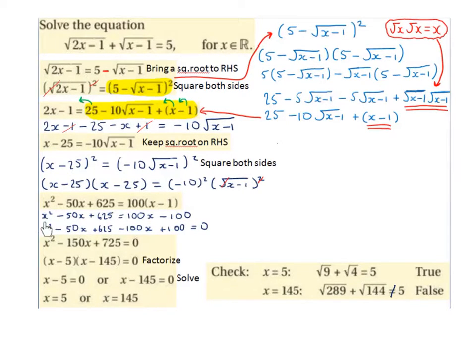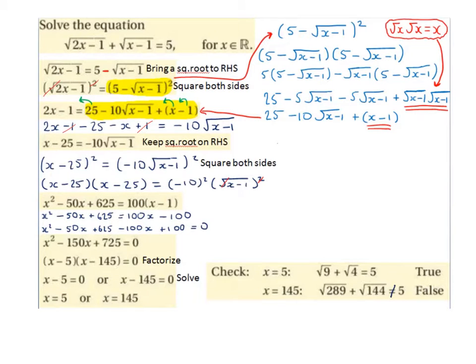We're going to bring down the x squared, the minus 50x, the plus 625. We're going to bring the 100x over the equal sign, it becomes minus 100x. We're going to bring minus 100 over the equal sign, it becomes plus 100, and that's equal to 0. Next, we're going to simplify. We're going to bring down the x squared. Minus 50x minus 100x is minus 150x. And 625 plus 100 is 725. And that's all equal to 0.